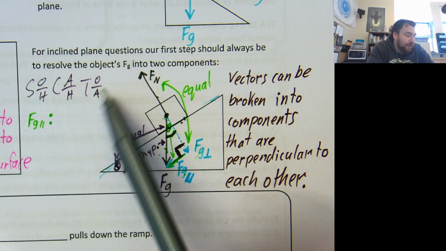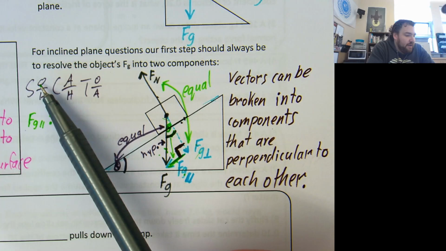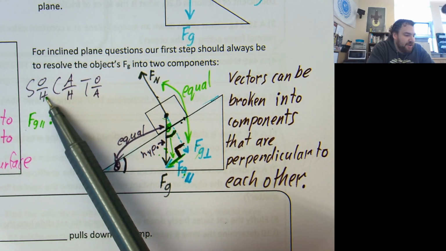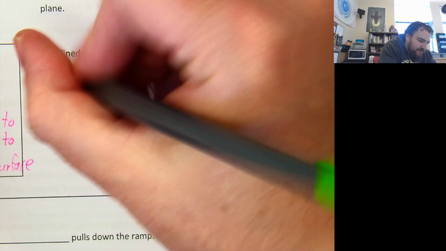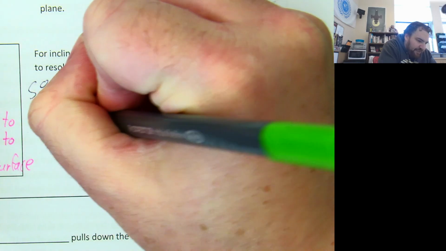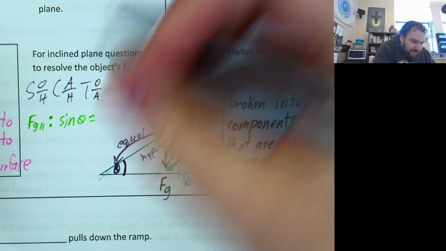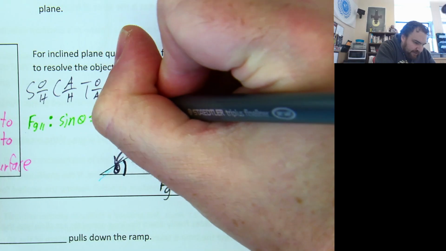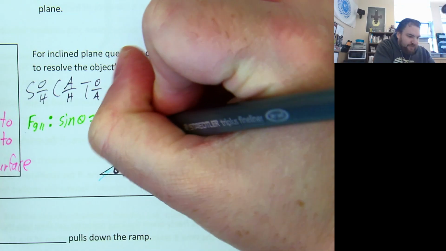That's the point of SOHCAHTOA. O stands for opposite, H stands for hypotenuse. This is what I'm looking for. This is what I know. So we're going to use sine. So how we use this is we say that the sine of our angle theta is going to be equal to the opposite side, which we've called Fg parallel, divided by the hypotenuse Fg.